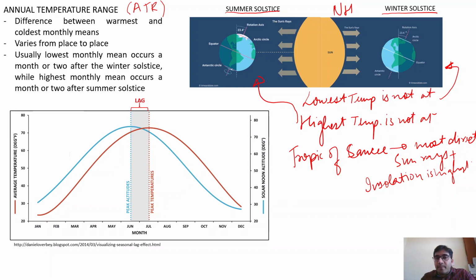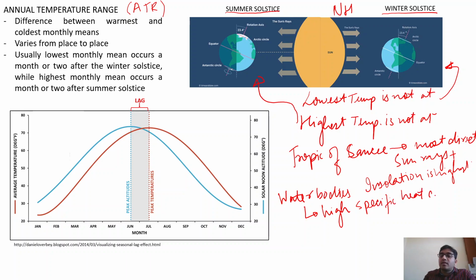Why does this happen? This happens because the water bodies have very high specific heat capacity. Specific heat capacity is, as you all know, the amount of energy required to raise the temperature of a unit mass by 1 degree Celsius. So, as compared to land, the water bodies have very high specific heat capacity.